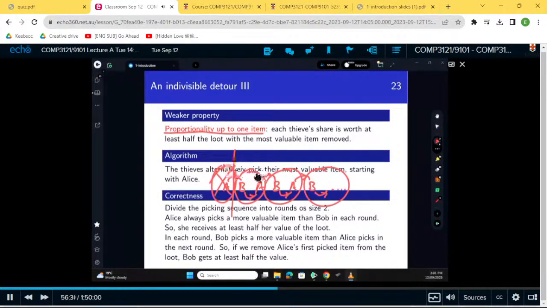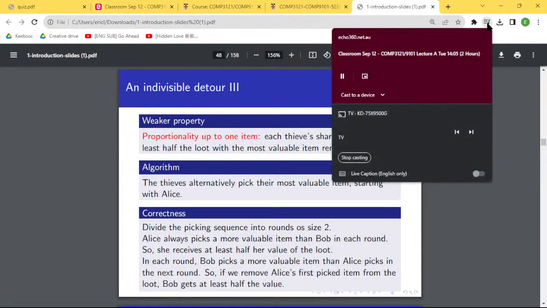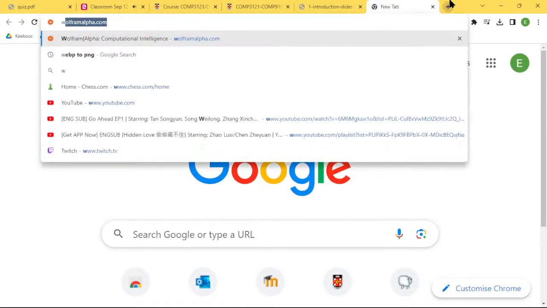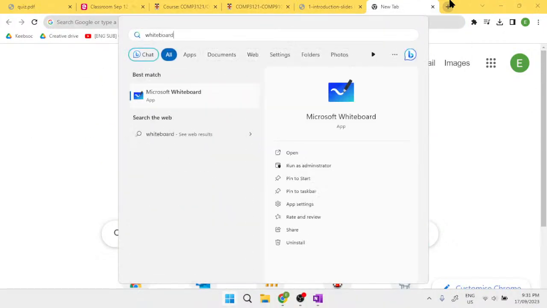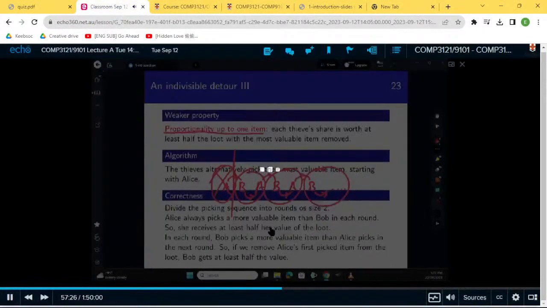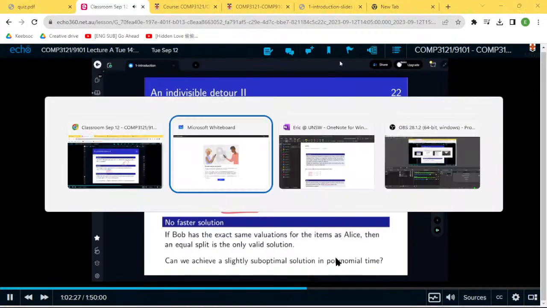What is Bird drawing on? What is this thing?